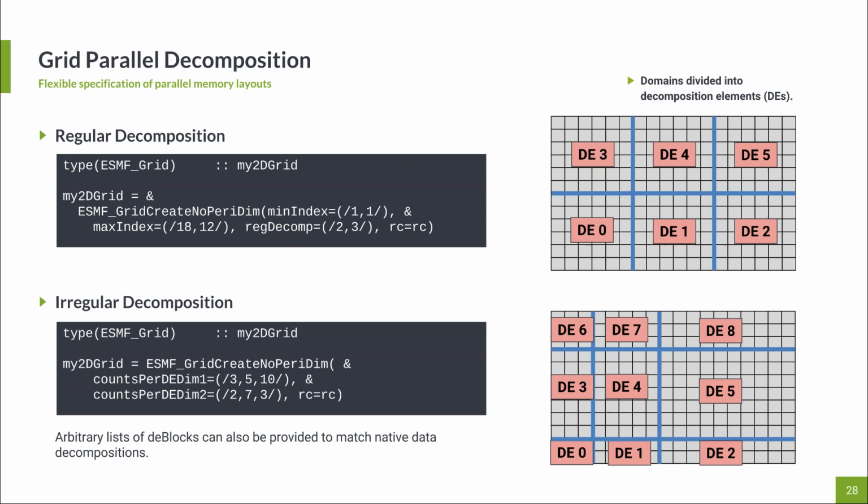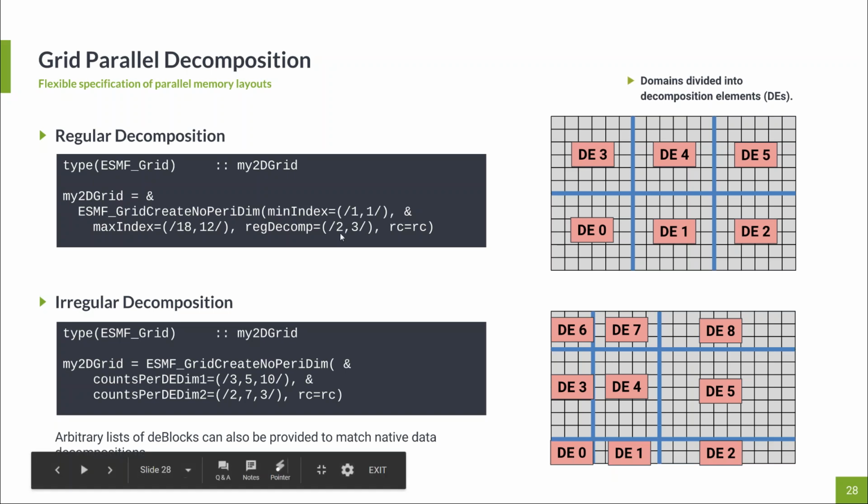The decomposition options are flexible in ESMF. The top example shows a regular decomposition. The picture is, let's say, your full domain, and you want to chop it up into 6 decomposition elements, or DEs. You can have ESMF do that for you and just say, break this up into a 2x3 overlay grid, and that's the regDecomp argument. 2x3 gives you this DE layout.